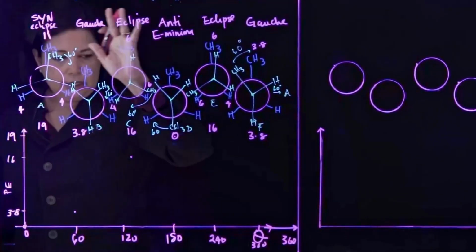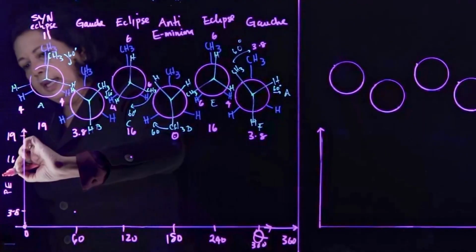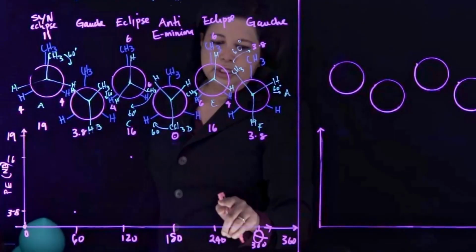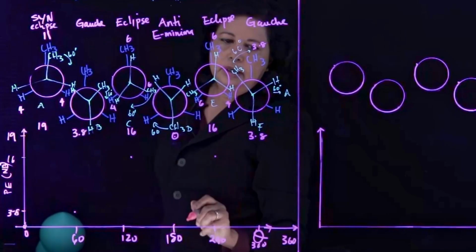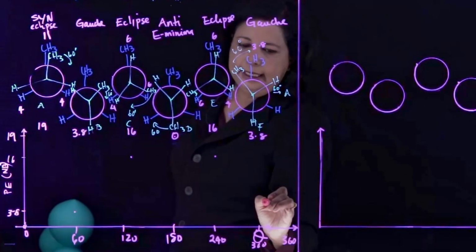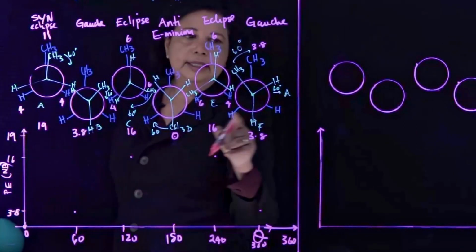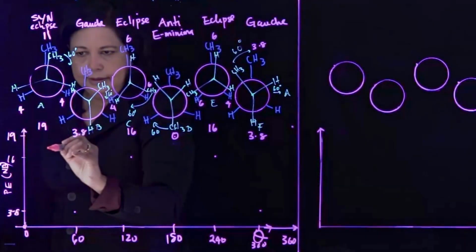And then you're going to have nothing, 0, due to the non-bonded interaction. Potential energy due to non-bonded interaction. I'm going to put NB, because there are other potential energies in molecules. So again, 16 here, and then 3.8. And then again, it's going to go back to your 19 and start all over again, right?